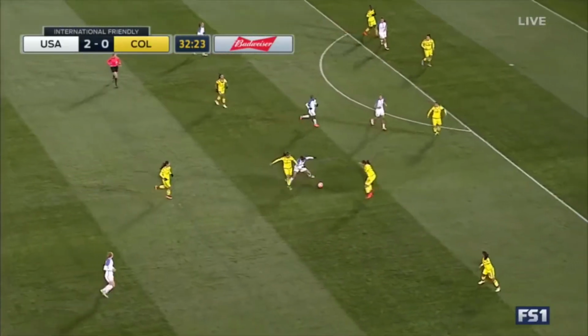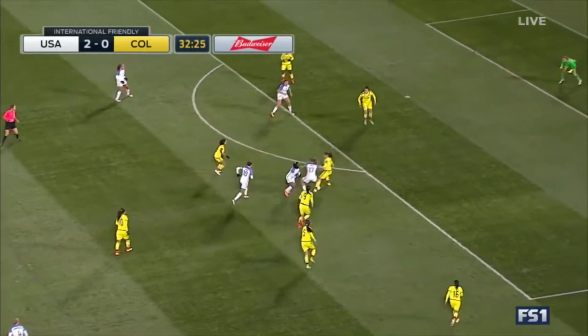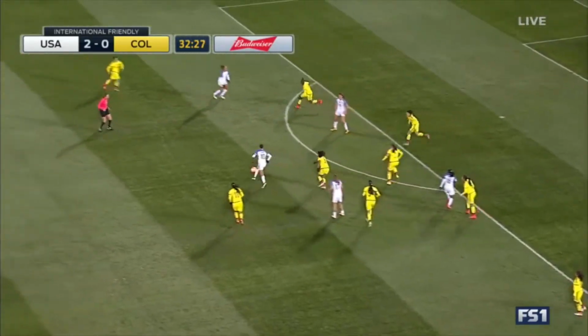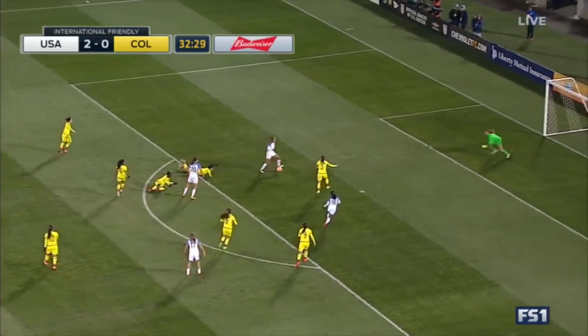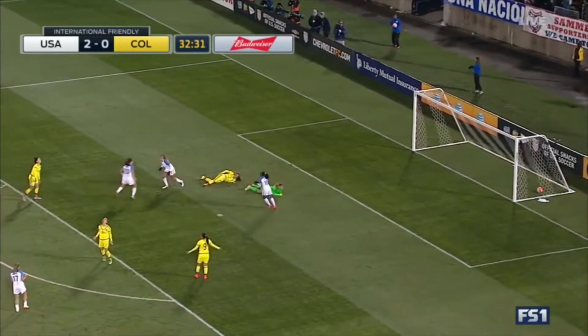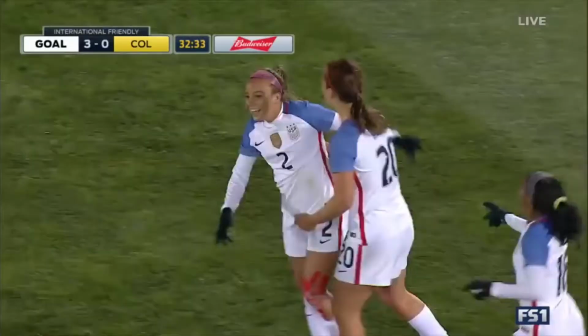Sauerbrunn. Lloyd. Heath. One of the bodies in there. Lloyd. A cutting ball through! 3-0. If flag stayed down, and it did.